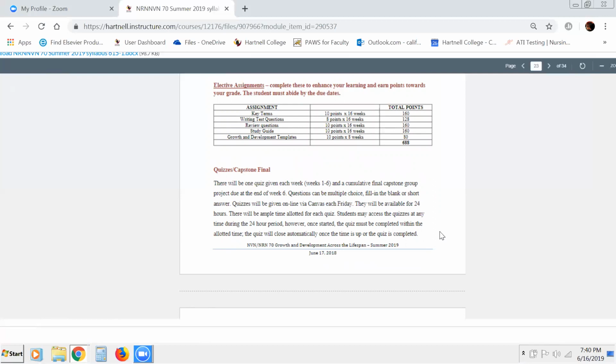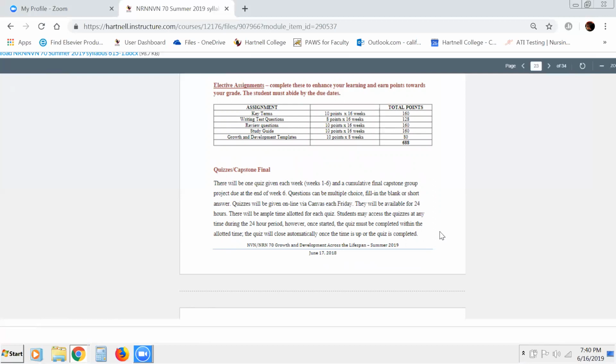So if the period starts at 6 p.m. Friday and closes at 6 p.m. Saturday, you can start it at 7 p.m. on Friday. You could do it at 2 a.m. on Saturday. You could do it at 3 p.m. on Saturday, anytime.